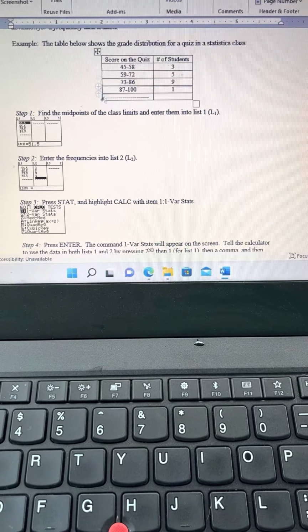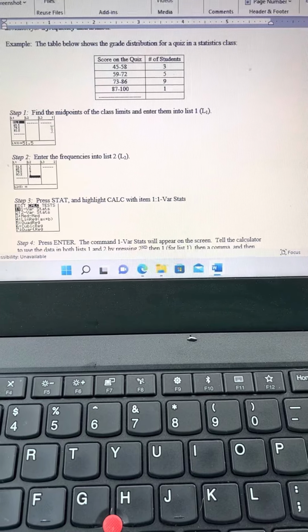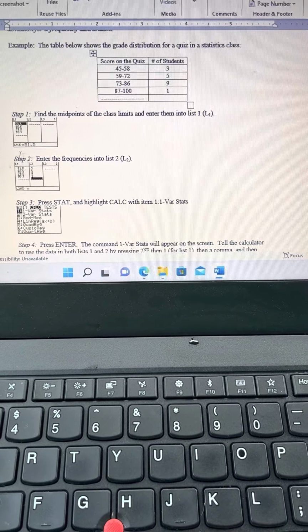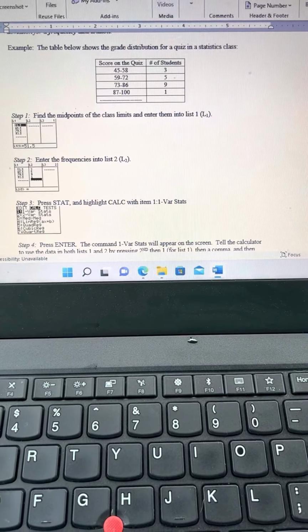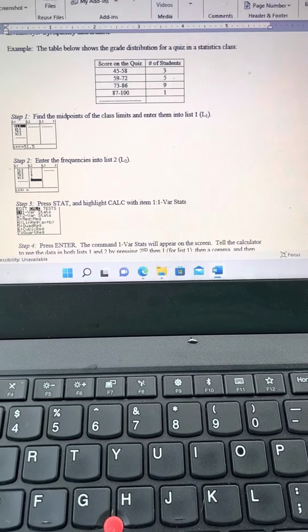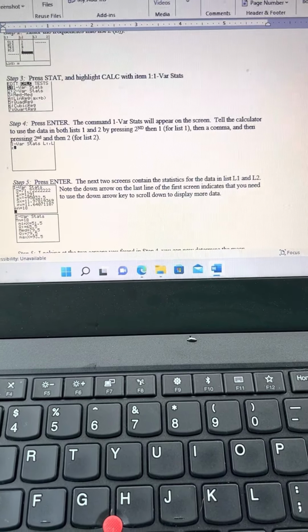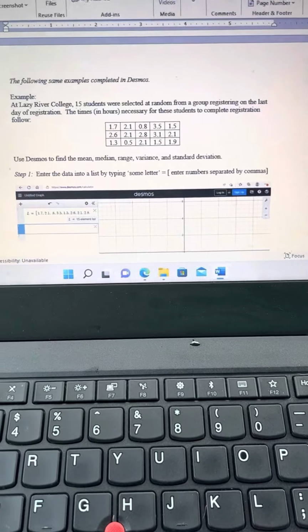Also, same thing for frequency distribution. If you just need to remember what to press or what to type in on the calculator, again, it shows you the screen of the calculator, so you can do that. What I want to talk about, though, is down here.